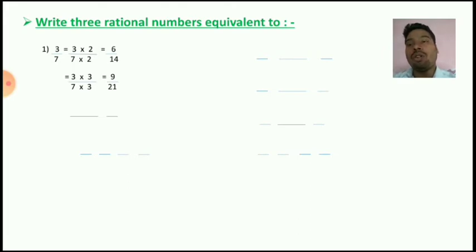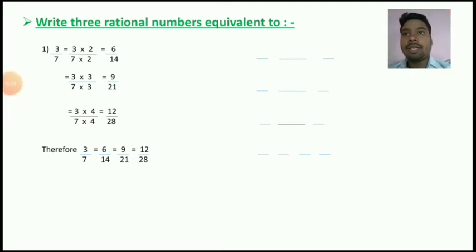For the second equivalent rational number, I multiply the given rational number by 3. 3 into 3 is 9 and 7 into 3 is 21. For the third equivalent rational number, I multiply the given rational number by 4. 3 into 4 is 12 and 7 into 4 is 28. So I get 3 equivalent rational numbers for 3 divided by 7: 6 divided by 14, 9 divided by 21 and 12 divided by 28.